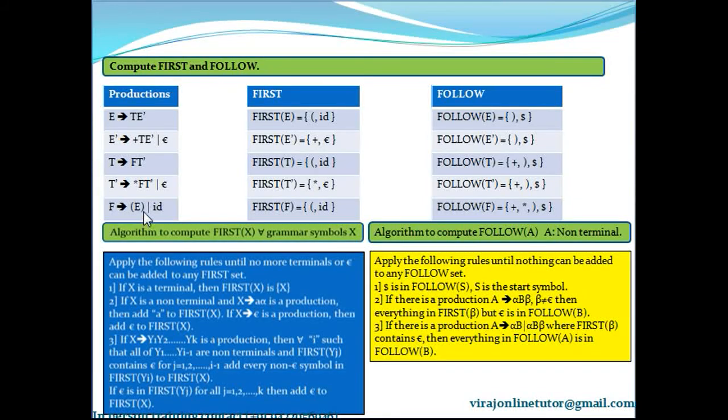Okay. Alpha B beta, first of close bracket does not contain epsilon in it. So that rule is not applicable here.